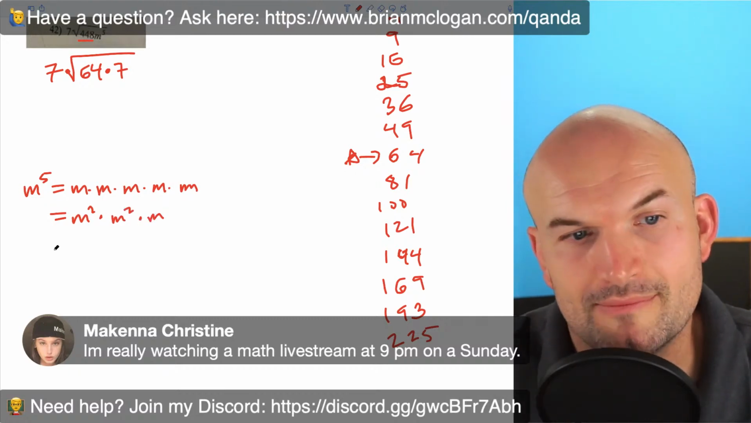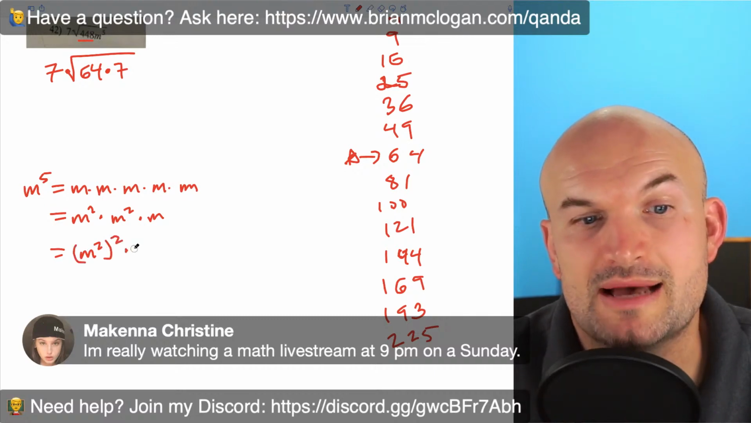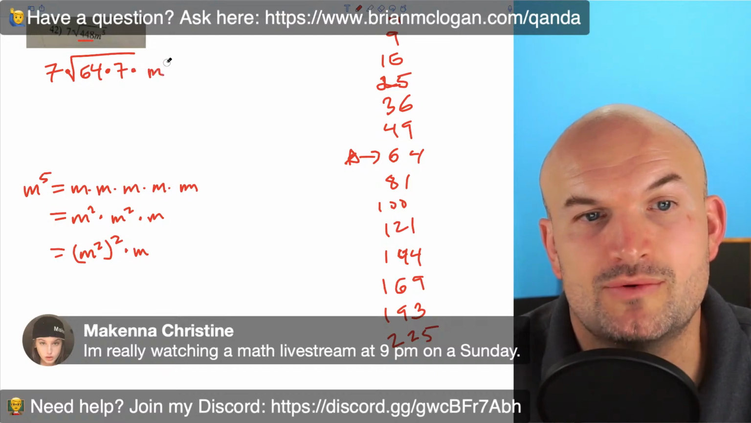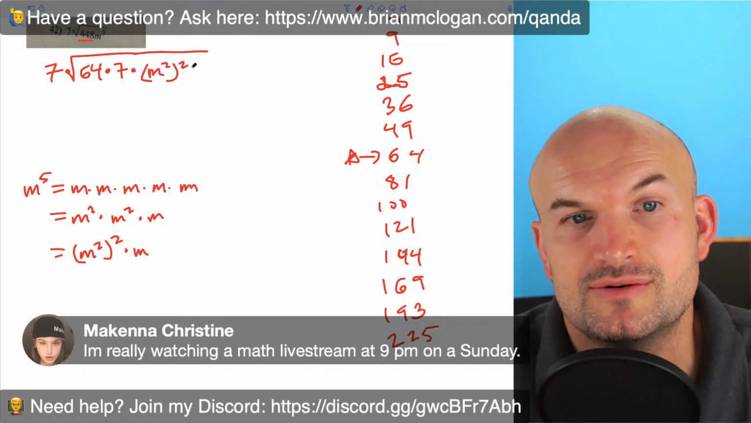Now, what's even a simpler way? Well, another simple way is we write this as an m squared quantity squared times m, right? And that's the way I'm going to want to do that. Now, again, we need to get to m to the 5th, so we have an m.